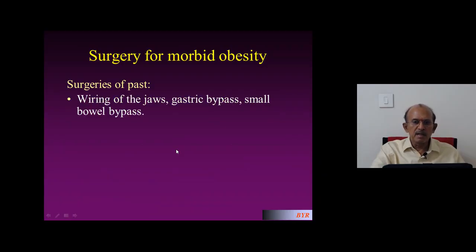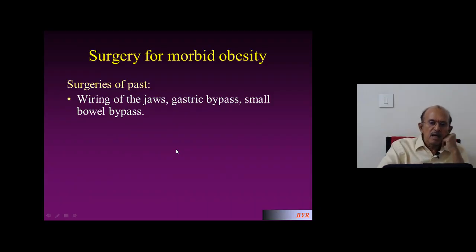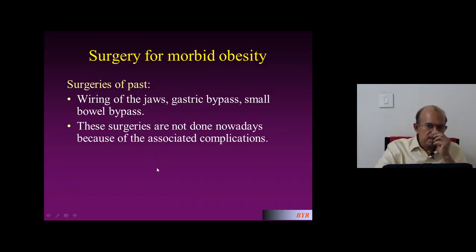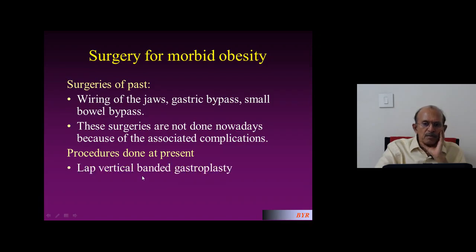Surgeries for morbid obesity: in the past, interdental wiring of the jaws used to be done, and the patient was allowed to take only fluids. The wiring was kept there till the patient lost weight. Or gastric bypass or small bowel bypass was done. These surgeries are not done nowadays because of the associated complications, but they are done in a modified way. Procedures done at present are the lap band procedure, gastric bypass, and gastric resection.